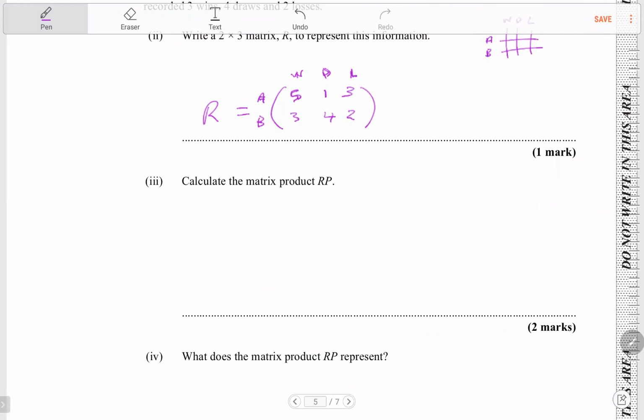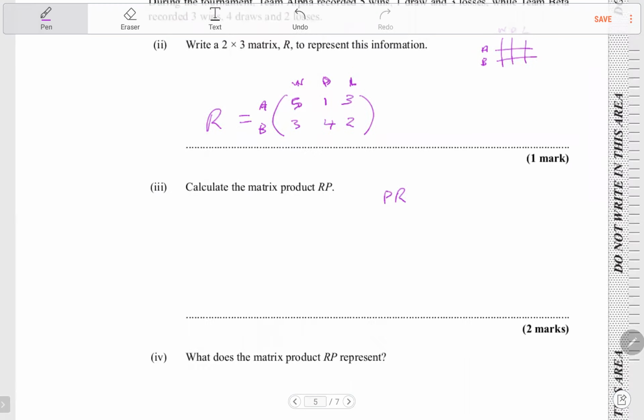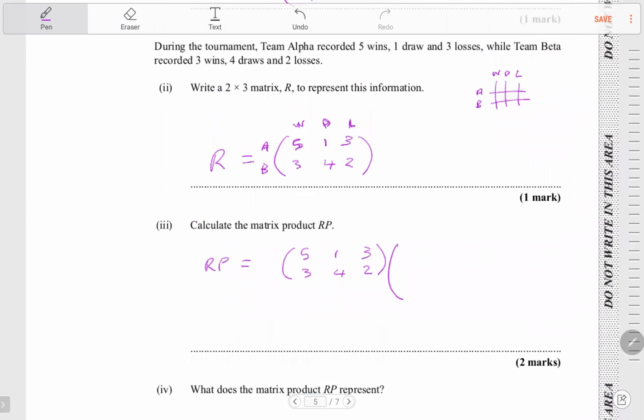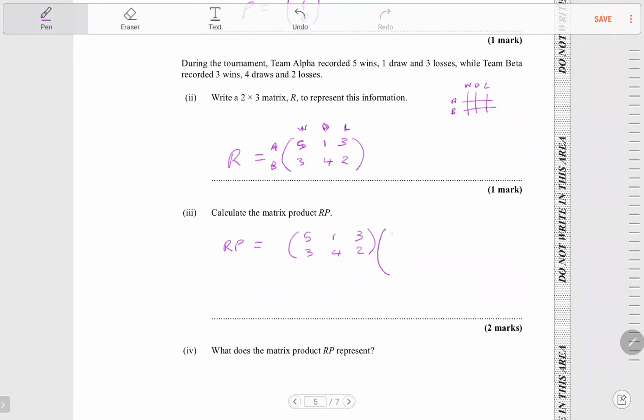So they want us to multiply R by P. Note that we could not have done P times R. Remember, in order to multiply matrices, the number of columns in the first matrix must match the number of rows in the second matrix. So it had to be R times P. It could not be P times R. So anyway, let's do it. R times P equals the 5, 1, 3, 3, 4, 2 matrix times the column matrix, which was the points matrix, 3, 1, 0.